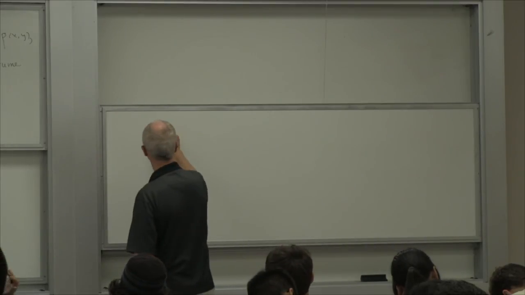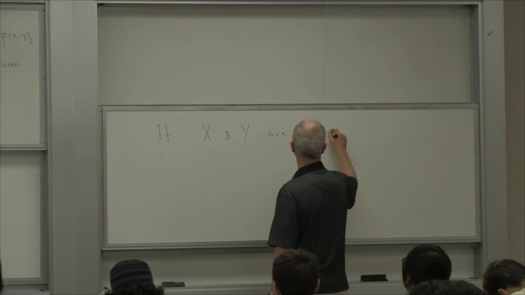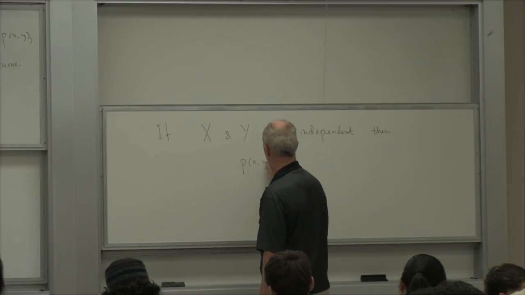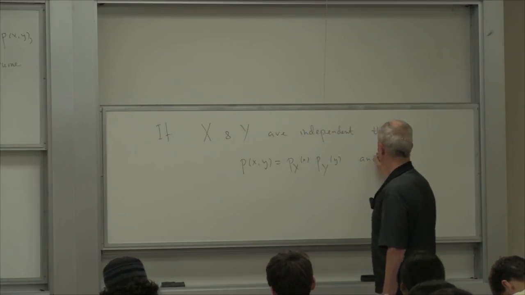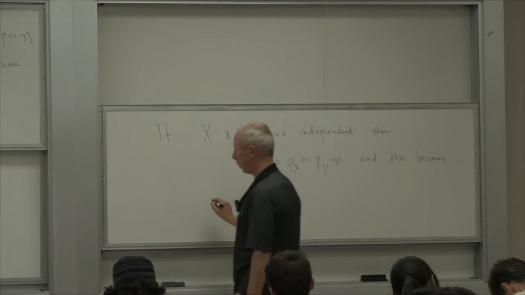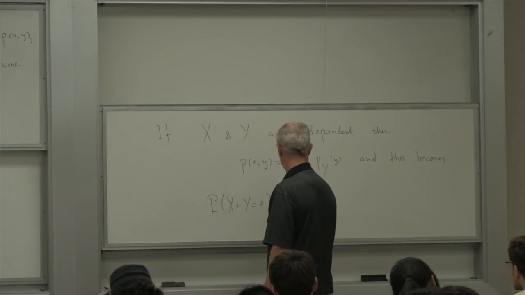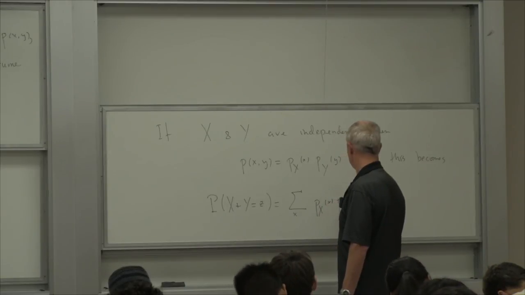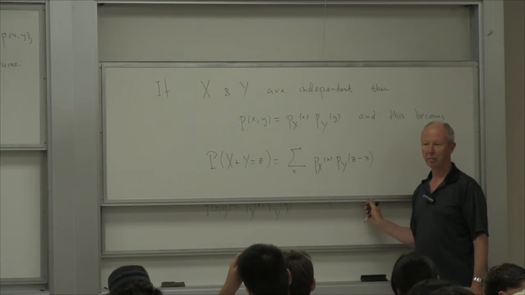If X and Y are independent, then the PMF factors, and the formula for the PMF of the sum becomes... a fancy term for this is the convolution of p sub X and p sub Y.